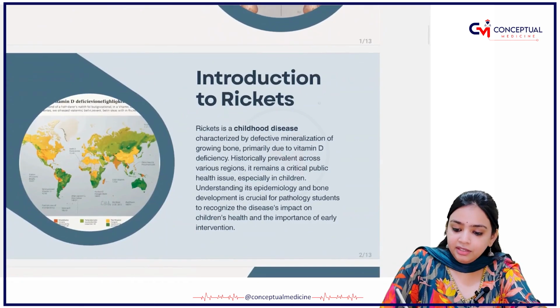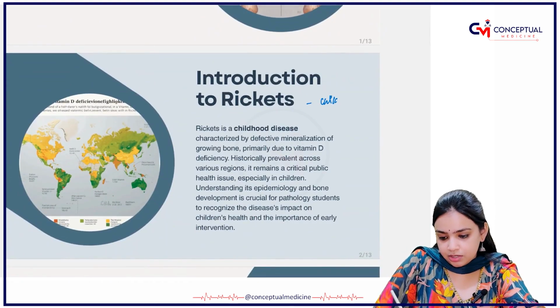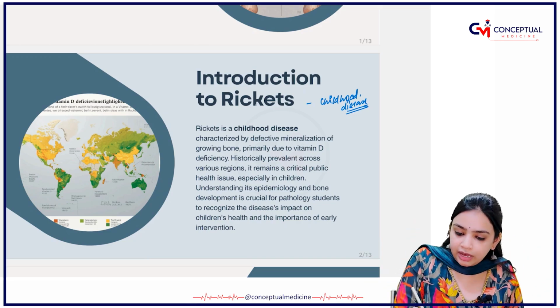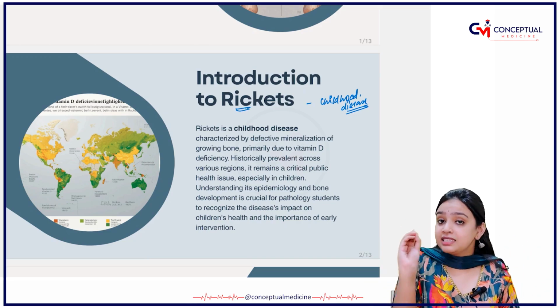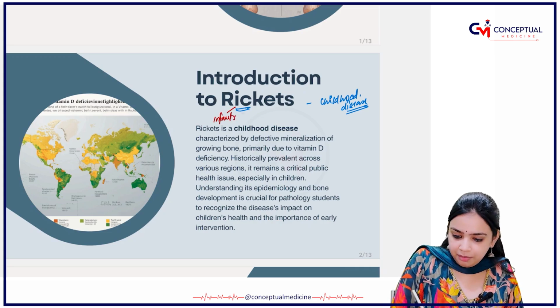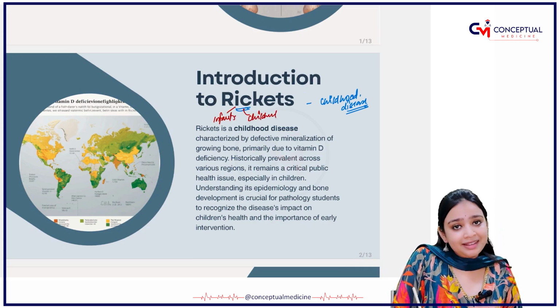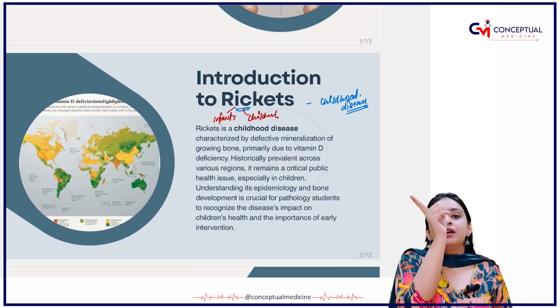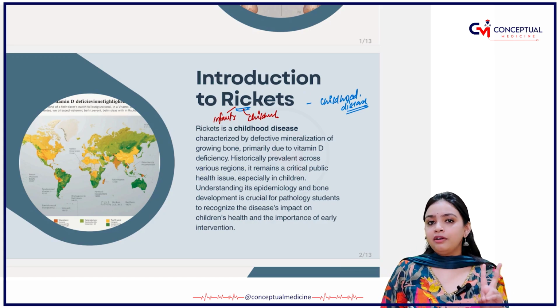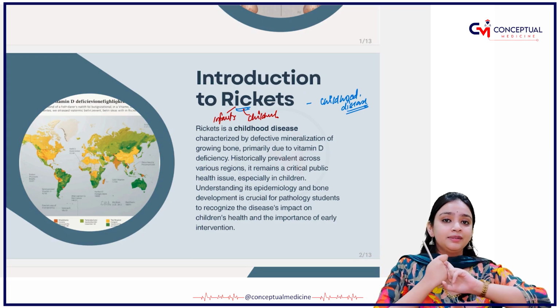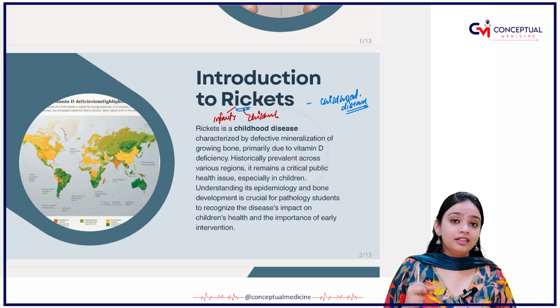Now, rickets is basically a childhood disease. I have already told you rickets has I and C in its spelling, and I represents infants and C represents children. See, it's not the full form that I am telling you. I'm just telling you a mnemonic by which you can remember, because in bone mineralization defects you have two types. In adults, A, it is osteomalacia, and then in children, C, you have rickets.